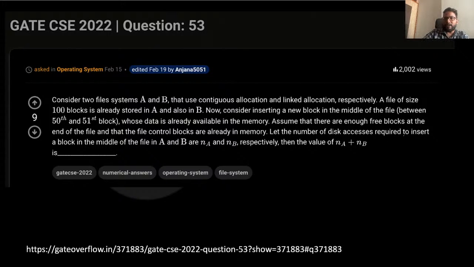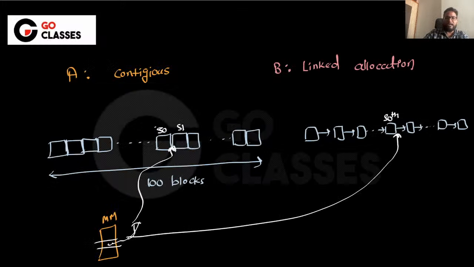Let the number of disk accesses required to insert the block in A and B be NA and NB. So if you want to insert data in between, then you need NA accesses here, and here you need NB accesses. Access means read and write access. So what they are saying is how many reads and writes in total you need in case of A and in case of B. Let's first talk about case A.